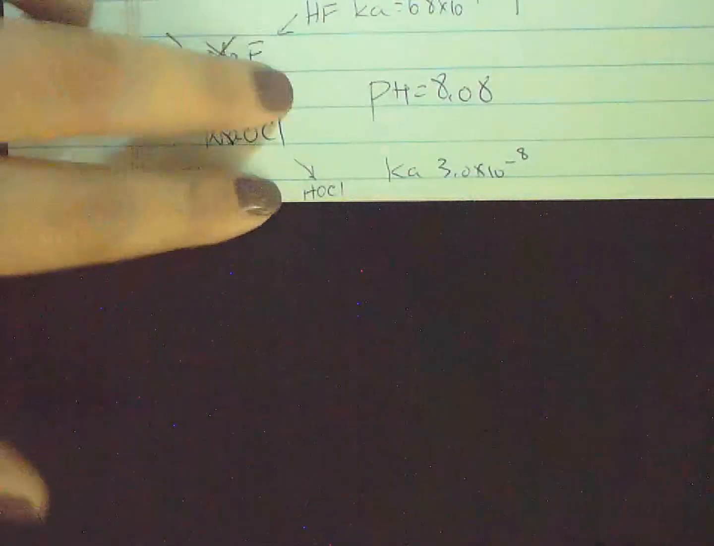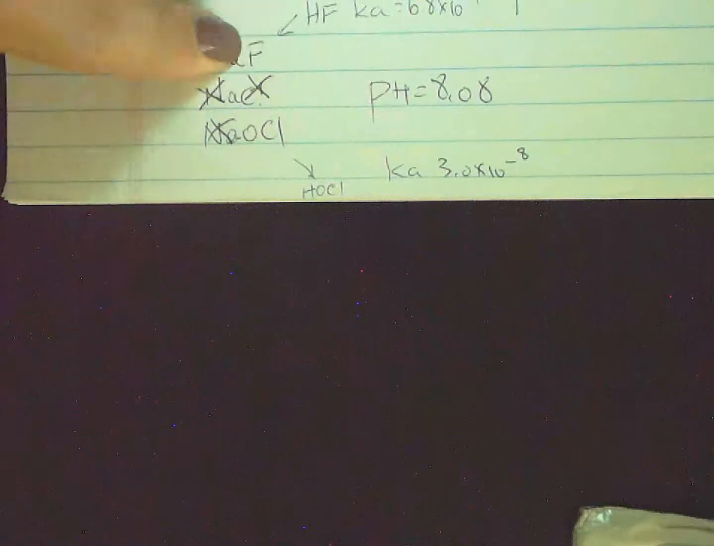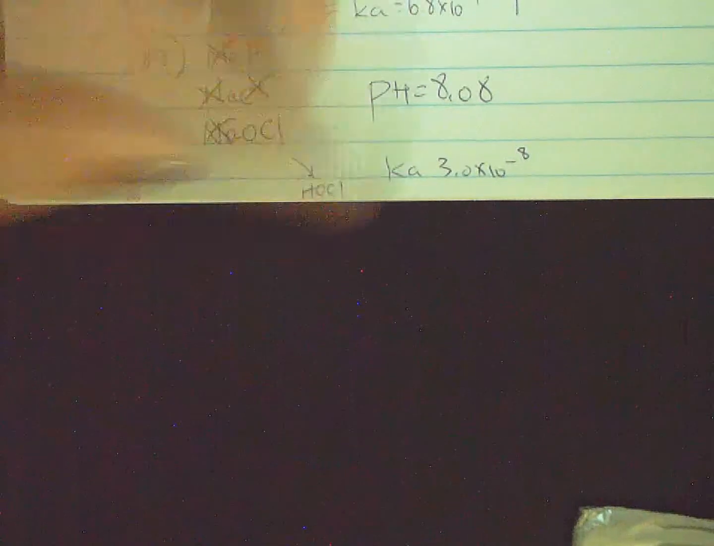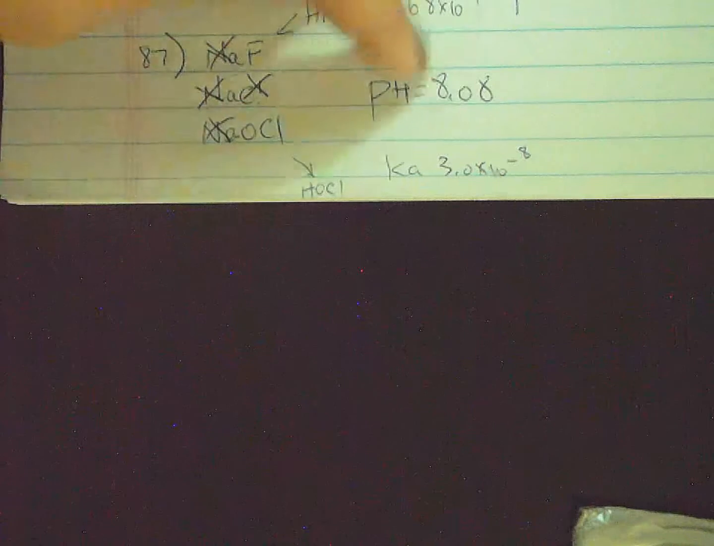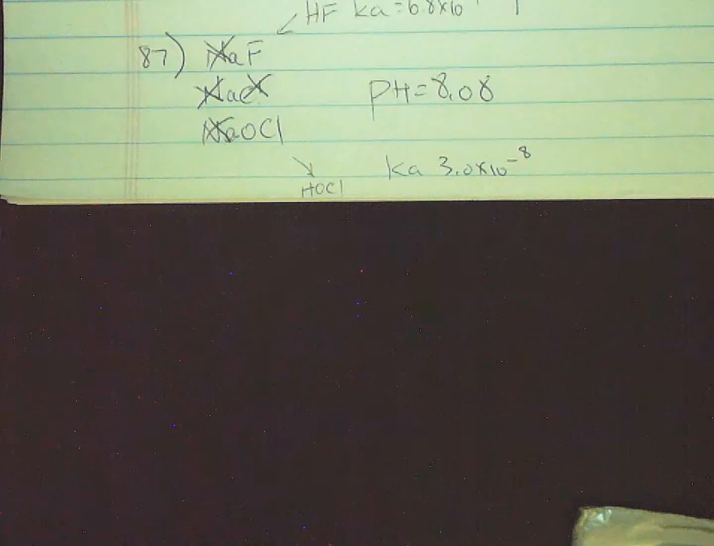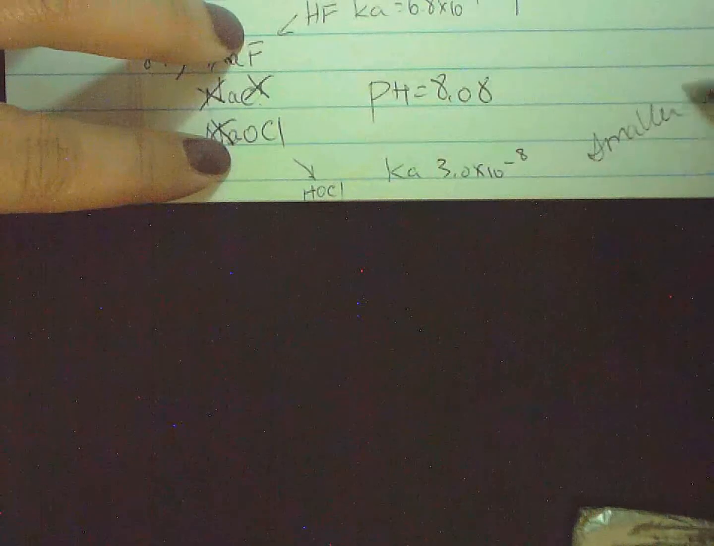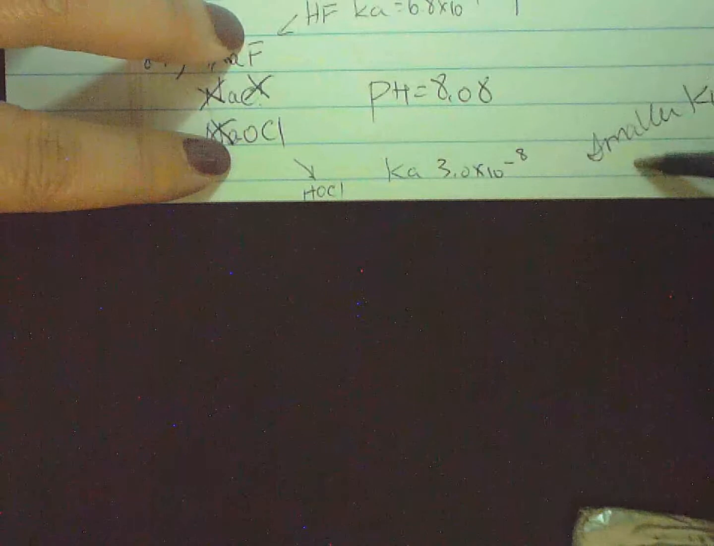What would I do with those Kas? Do I really look at the Ka or do I look at the Kb? Are these acids or bases, these conjugates? They're bases. So I really should look at the Kb's. The one that's going to give me the pH closest to 7 is going to be the one with which Kb, the bigger Kb or the smaller Kb? The smaller Kb. What you're trying to figure out is which of these two has a smaller Kb, because a smaller Kb means that it's not as effective of a base. It's not as good of a base.